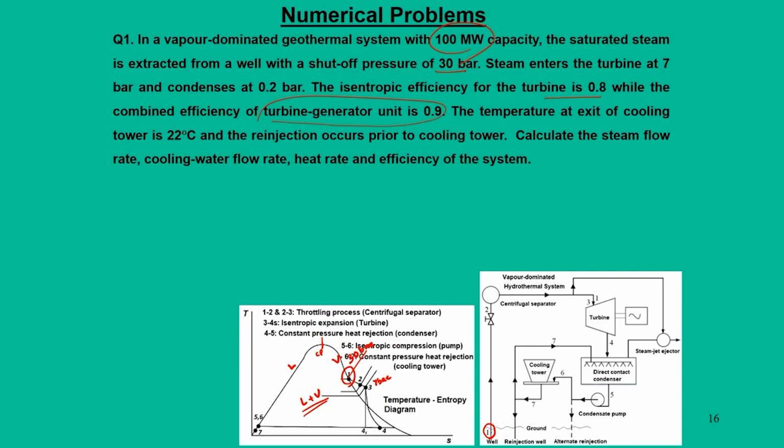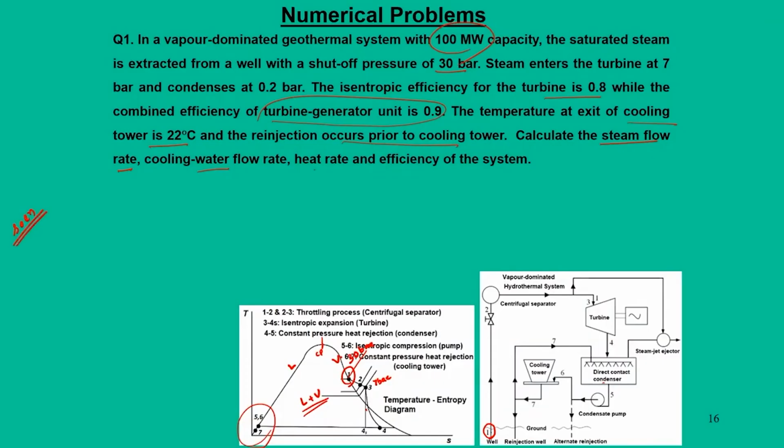90% is converted to electricity. Then other information available is the feed water system, or cooling through the cooling tower. So, we have the cooling tower conditions at 22 degrees centigrade, and re-injection occurs prior to the cooling tower. Okay. So, this is the problem, and we are asked to find the steam flow rate in the turbine, the cooling water flow rate in the condenser, then the heat rate and efficiency of the system. Heat rate means how much heat we are actually tapping from this brine.